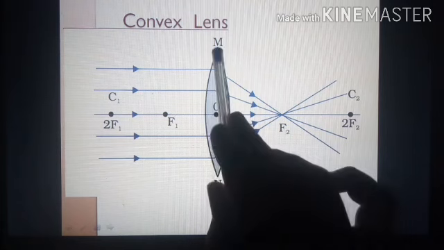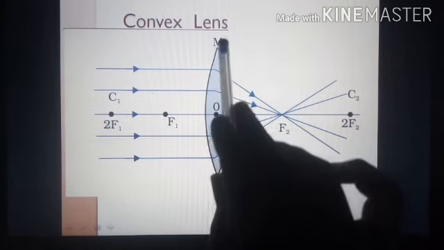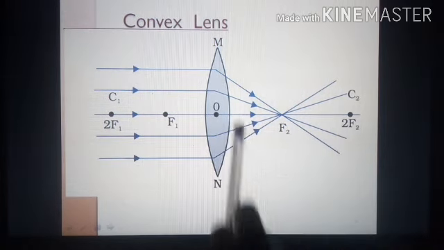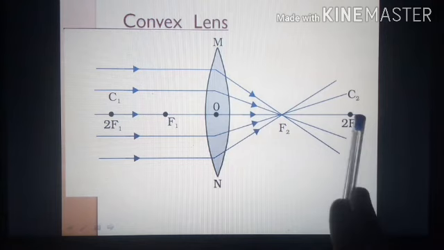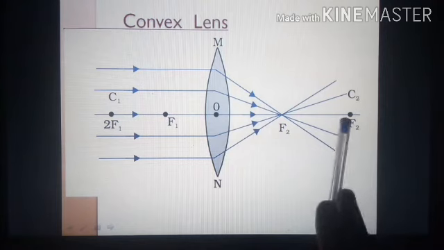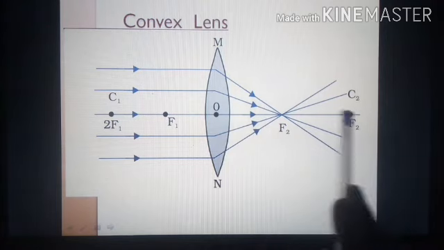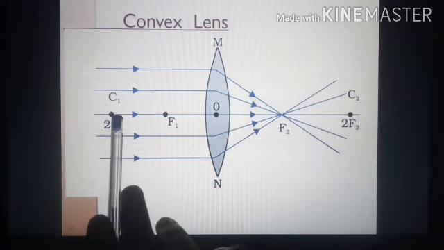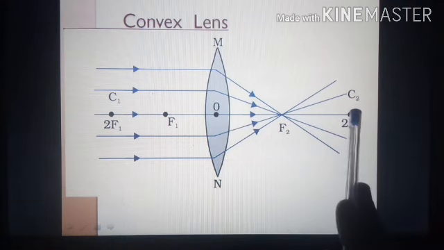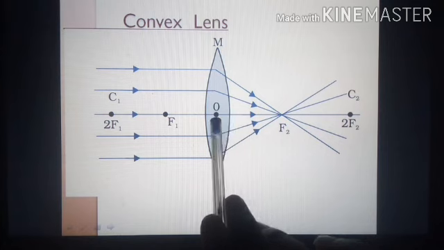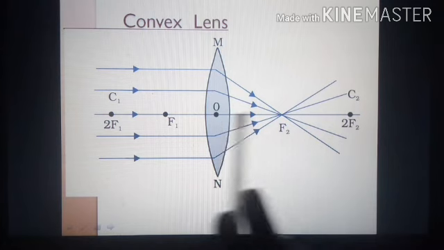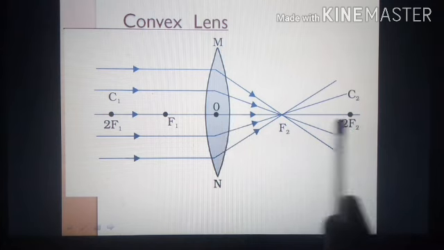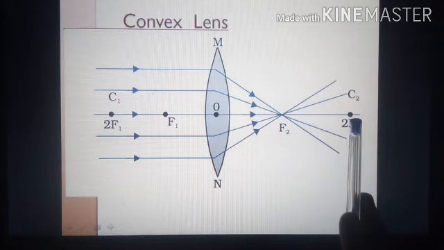And the surface forms a part of a sphere. So it forms a sphere, and the center will be here. That is called the center of curvature of this lens, C. It has two surfaces, so two centers of curvature, and the distance between O and C is approximately equal to the radius of curvature. So OC equals the radius of curvature.